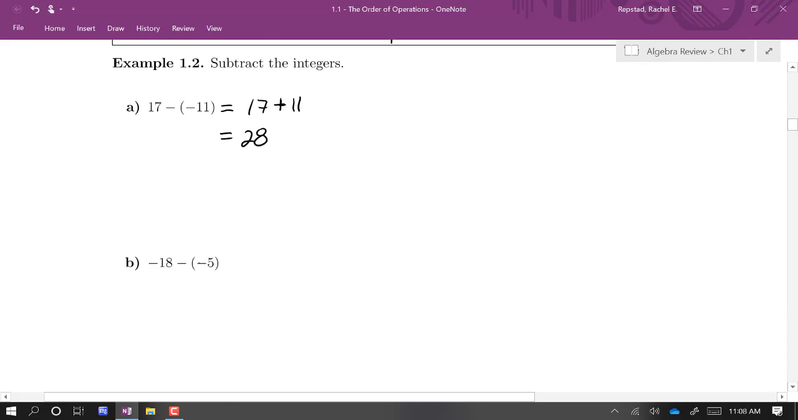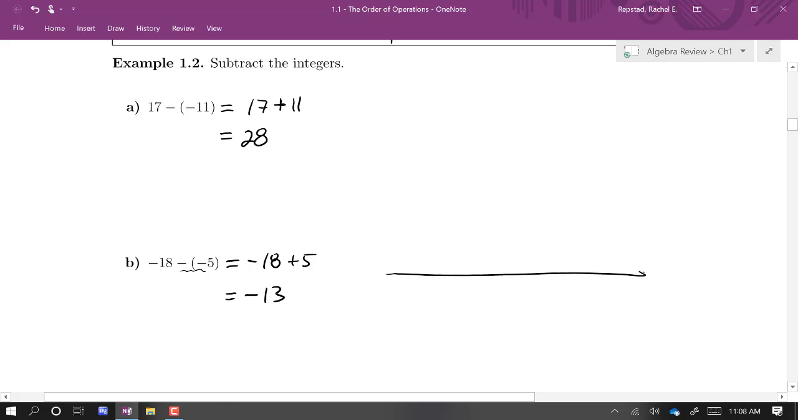Negative 18 minus a negative 5. Well, this is negative 18, that stays the same. Minus a negative 5, that's plus 5. And negative 18 plus 5, I'm going to do the subtraction, and that gives me 13. And the number with the biggest absolute value is the negative 18, so this is a negative 13.